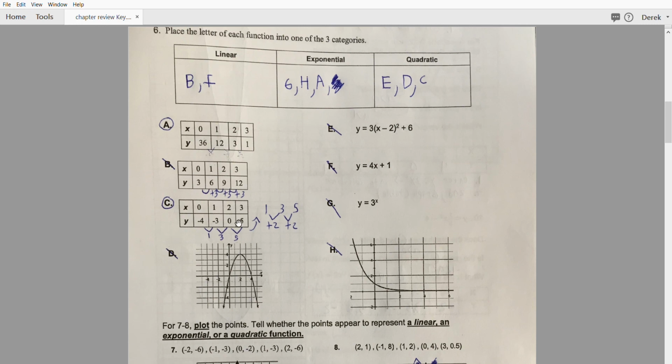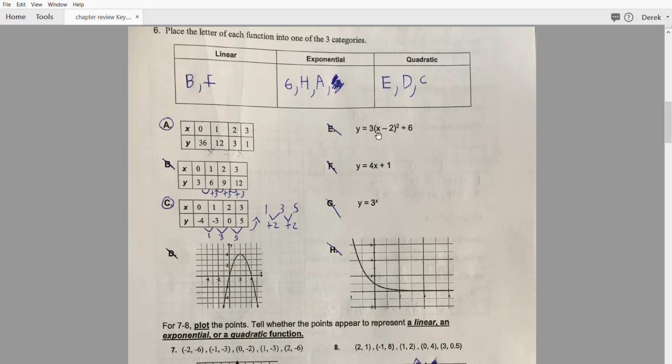From negative 3 to 0, we increase 3. And from 0 to 5, we increase 5. Now the second difference means what's the difference between these numbers? So we have 1, 3, and 5, and those are all getting added by 2. Since the second difference is the same, that'll end up being quadratic.